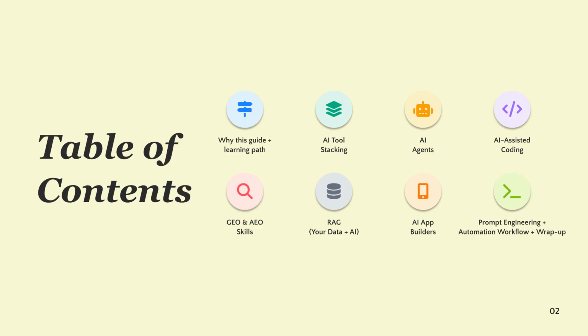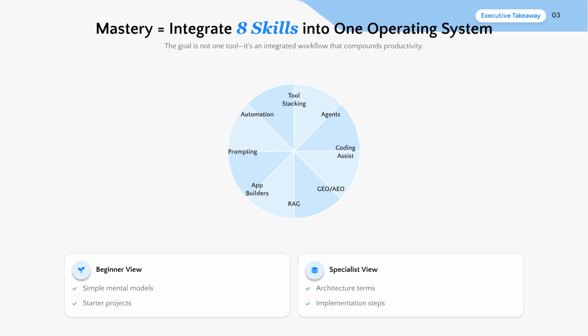We will cover 8 core areas, including AI tool stacking, AI agents, AI-assisted coding, GEO and AEO skills, RAG, AI app builders, prompt engineering, and automation workflows. Mastery means integrating these 8 skills into one operating system. The goal is an integrated workflow that compounds productivity, not just mastering one tool.